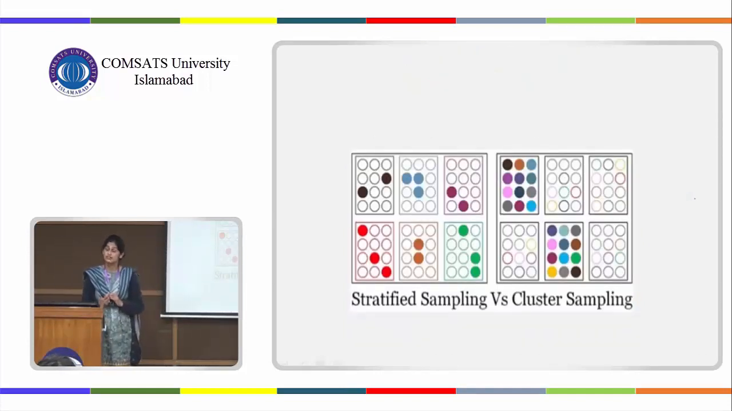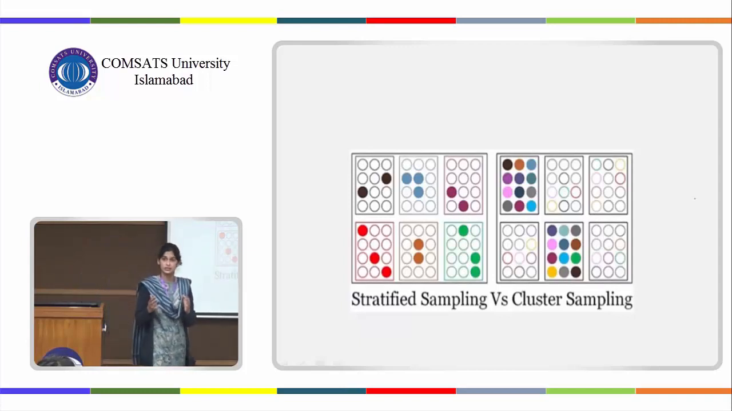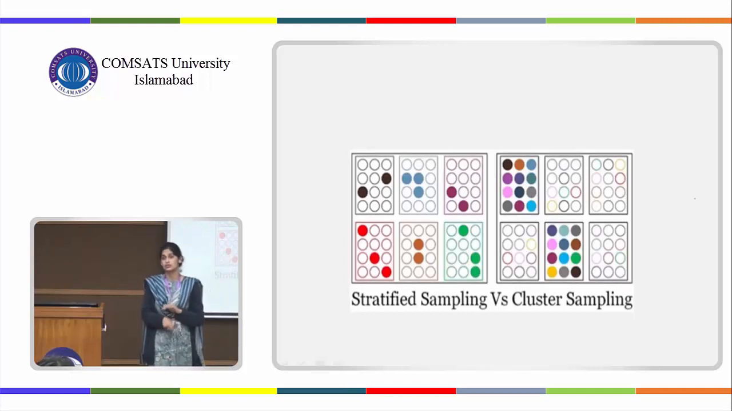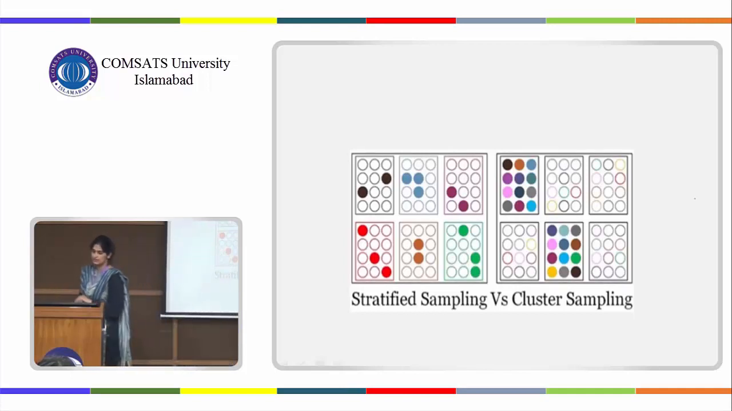No, stratified, these are all probability sampling. So first was simple random sampling, then we're talking about stratified sampling. Simple random sampling and non-probability sampling are one. What is stratified sampling?